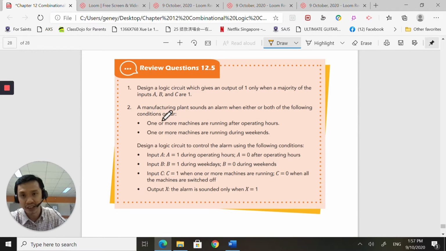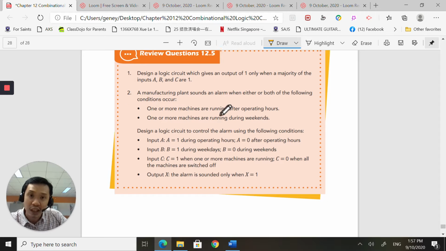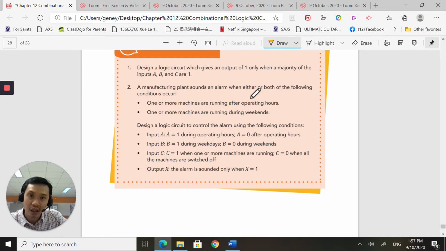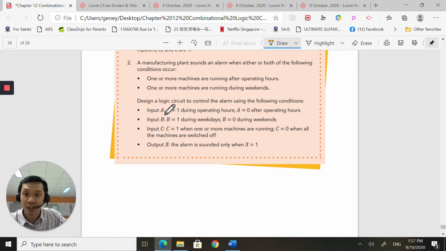A manufacturing plant sounds an alarm when either or both of the following conditions occur. 1 or more machines are running after operating hours. 1 or more machines are running during weekends. So either this or both. They are very nice, they give me the 3 inputs.